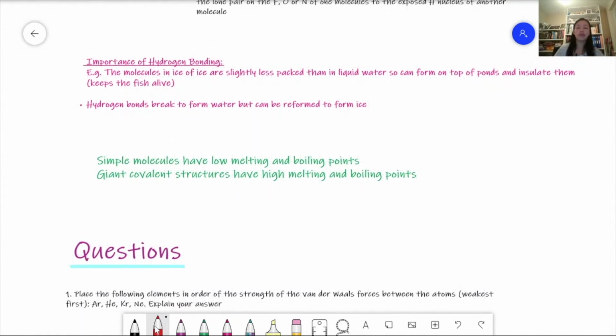This is just a general rule, but simple molecules have low melting and boiling points, and giant covalent structures have high melting and boiling points. This is because with simple molecules, we're trying to break the weaker van der Waals forces or whatever intermolecular forces there are between the molecules, compared to a giant covalent structure where we're trying to break the strong covalent bonds between the atoms, and that takes a lot more energy to overcome, hence why it has a higher melting and boiling point.